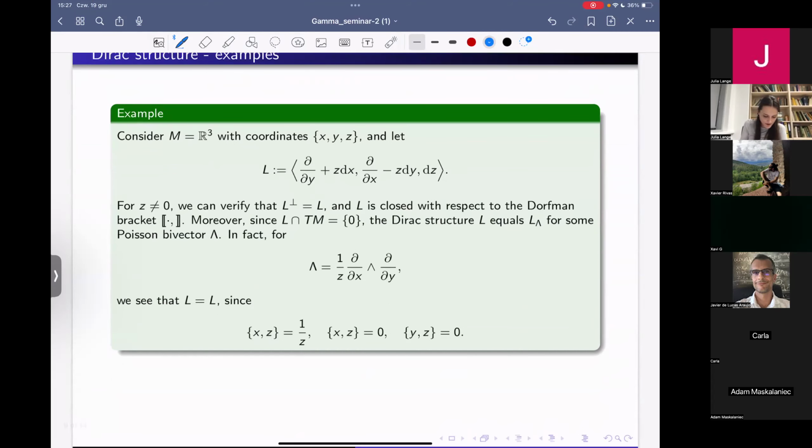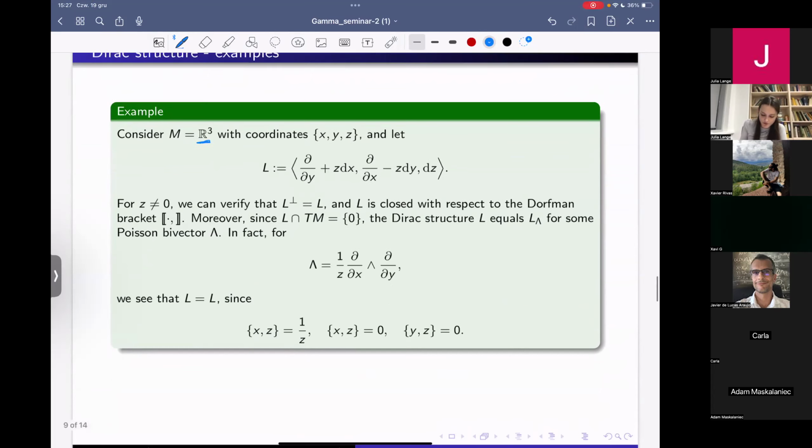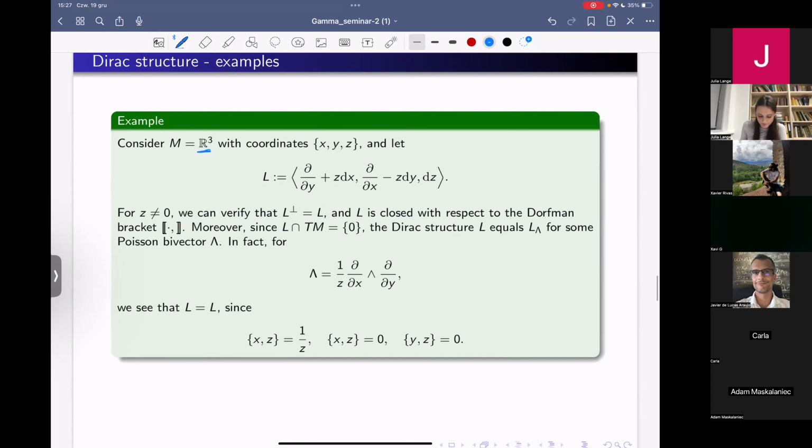Here's another example, a very specific one. We consider M to be equal to the real space of dimension 3. We are given the coordinates x, y, z, and let us define the bundle spanned by the 3 elements. The rank of this bundle is 3, which is equal to the dimension of M. So there is a chance it could be a Dirac structure.